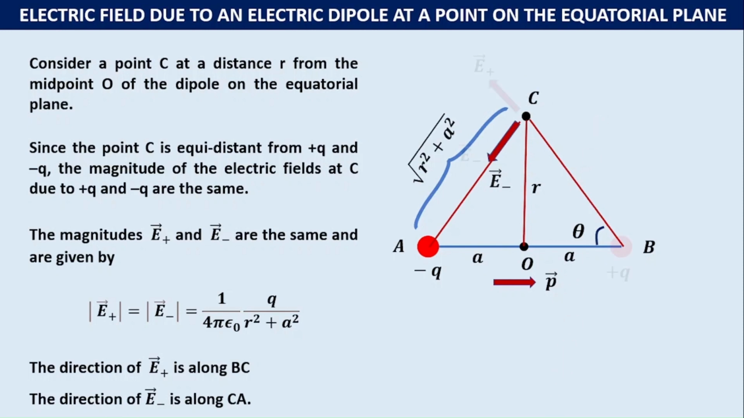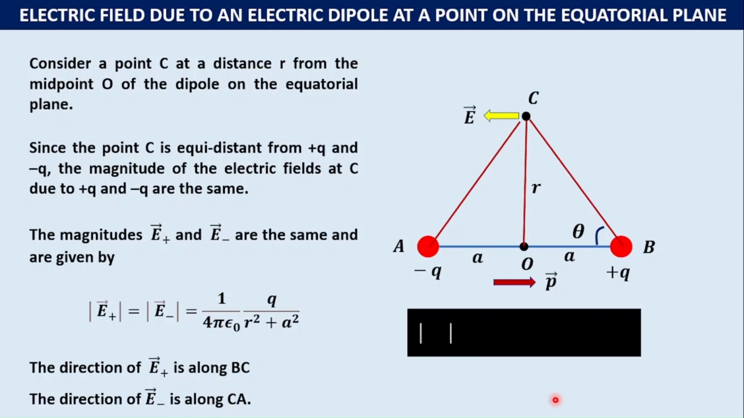Let us now consider both the charges together, and these two electric fields, E plus vector and E minus vector, superimpose at C and give a resultant electric field E vector, that is along the direction opposite to P vector. Modulus of E plus vector equals modulus of E minus vector equals 1 by 4 pi epsilon naught Q divided by R square plus A square.